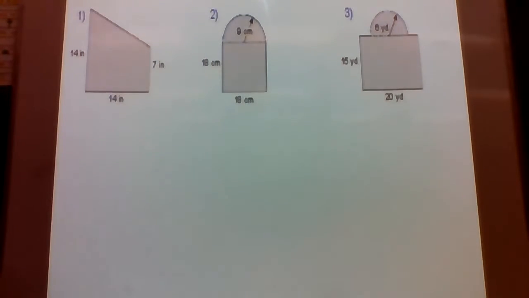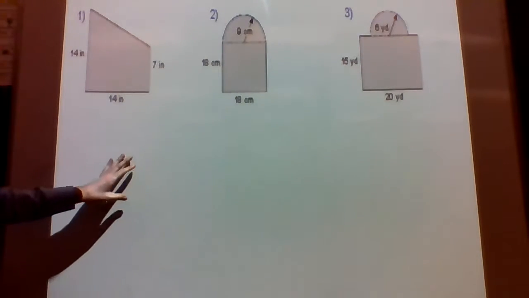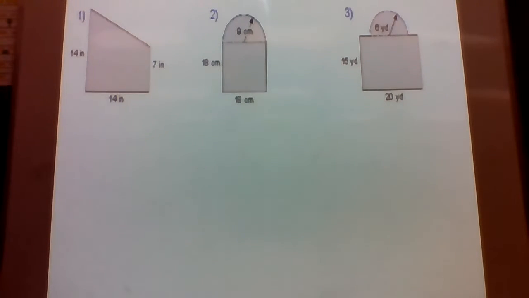Okay, this video is going over the 9 problems we did on area on Tuesday, January 8th. So we have 3 figures, 3 areas of 3 different shapes. So we have the area of a circle.